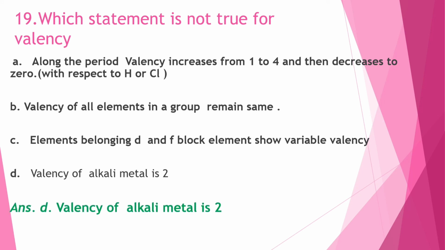Valency of all elements in a group remains the same. In a group all elements have the same number of electrons in the outermost shell and they have the same valency. Yes, this is correct. And C, elements belonging to D and F block have variable valency. These elements do not have stable electronic configuration and therefore they have variable valency. This is also correct. And valency of alkali metal is 2. This is false. Group 1 belongs to alkali metals and it has valency 1. So D is the incorrect statement.